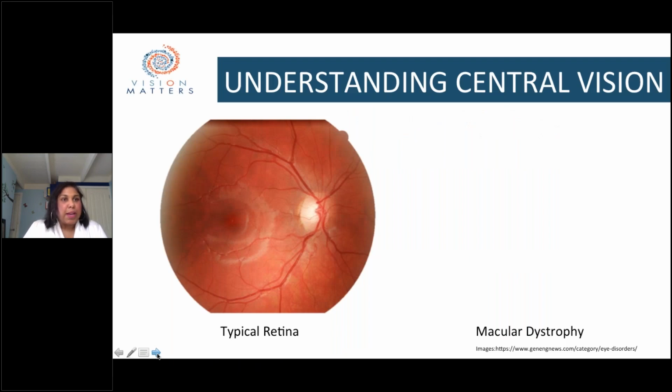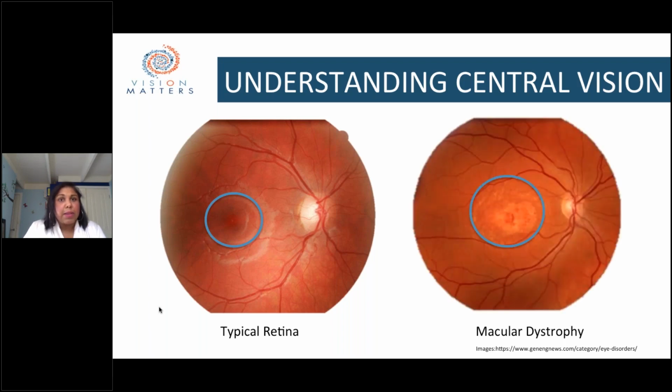Before I start to talk about strategies to help with central vision loss, I thought it would be a good idea to cover what central vision actually is. The image on your slide now shows a healthy retina. The retina is a nerve layer that lines the inside of the eye and is involved in the first stages of vision. The macula is an area on the retina enclosed in the blue circle, and it's responsible for central vision. Damage to this area consequently causes central vision loss.